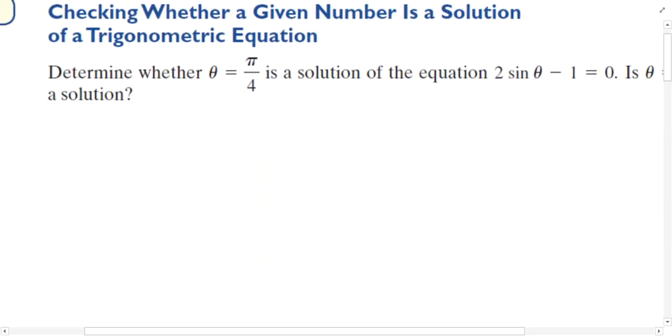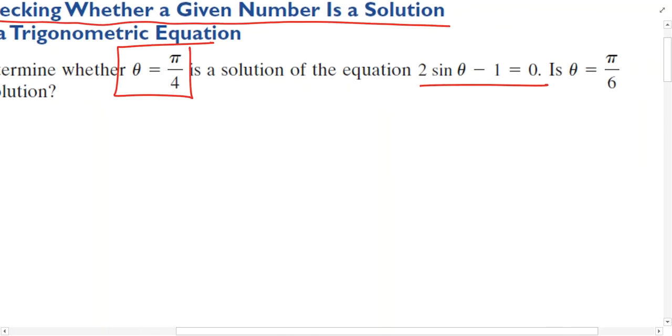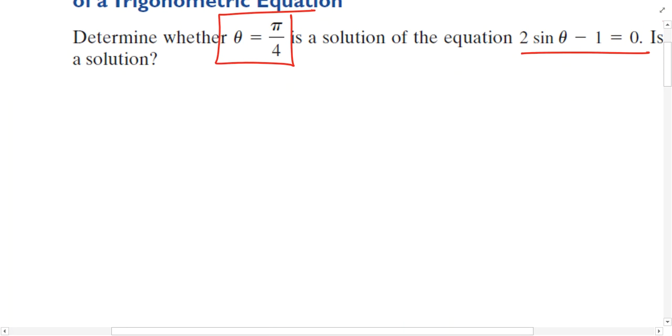In example number one, we're not actually solving anything. We're just being asked to check whether a given number is a solution. So we've got to determine, does theta equal pi over 4? Does that represent a solution to this particular equation? And after we check that, we're going to do the same for pi over 6.